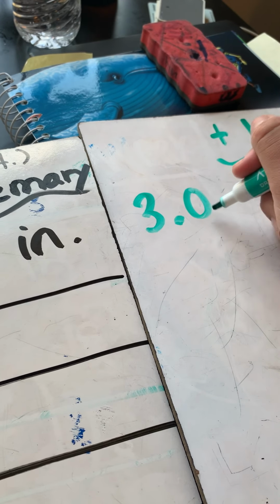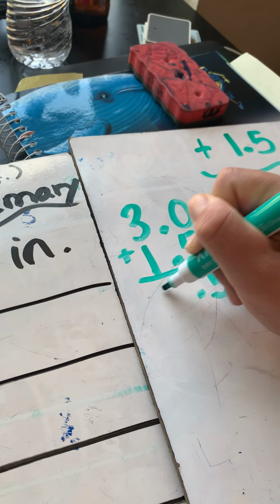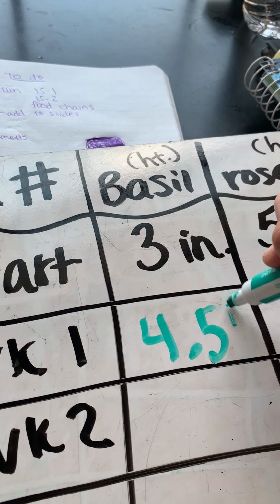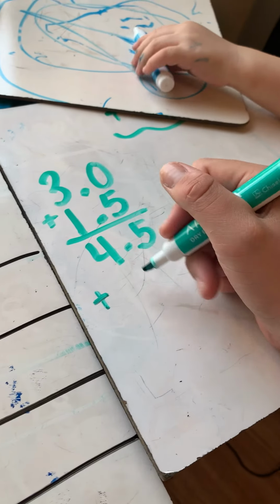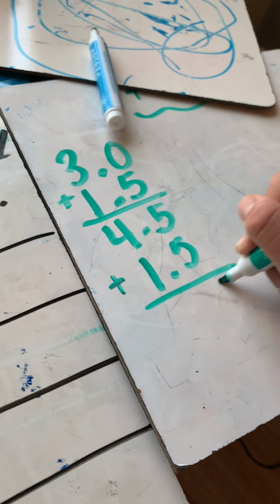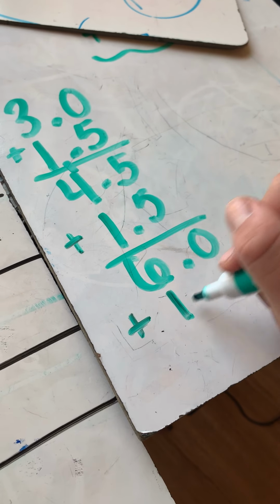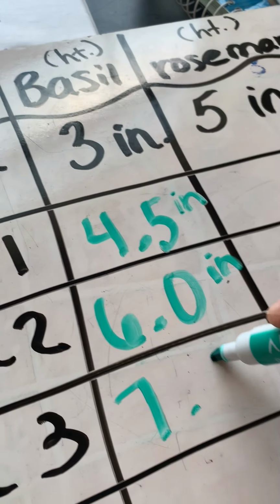Okay. So we're going to add 1.5 to 3. So remember, 3 can also be written as 3.0 plus 1.5. Well, now by week 1, it is 4.5 inches. Okay, let's add another 1.5. Okay, by week 2, it is 6 inches. Let's add another 1.5. It's now gone up to 7.5 inches.